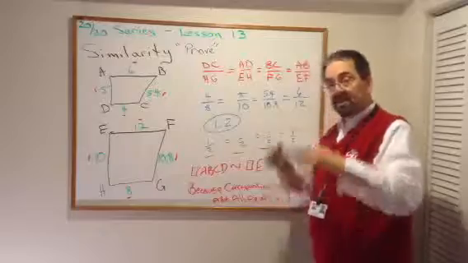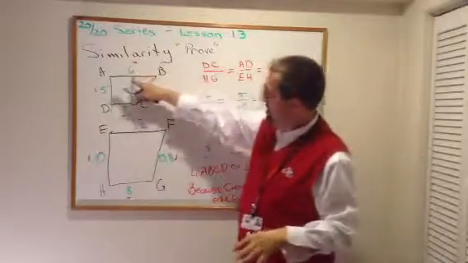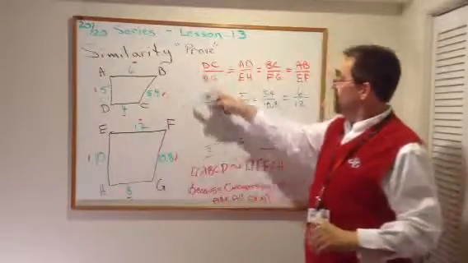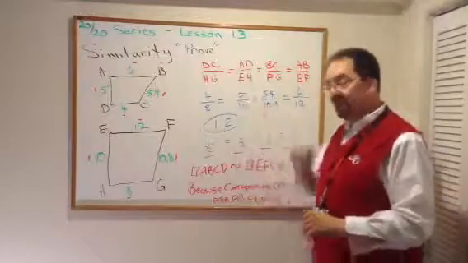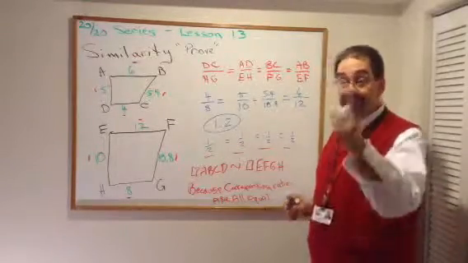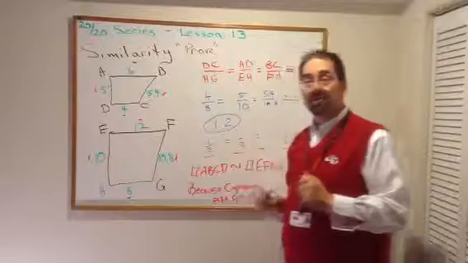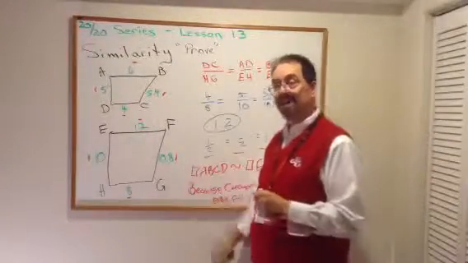So remember, slow down, label all the corresponding parts, and then find those ratios to see if they match. And if they do, we can show that those two shapes are indeed similar.